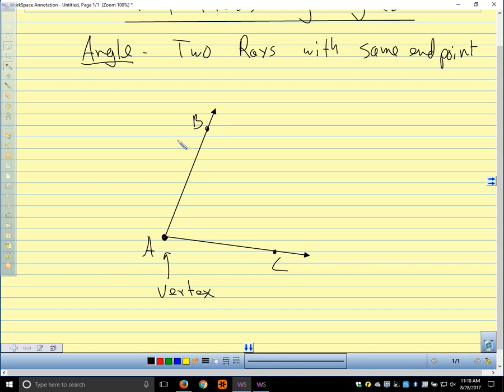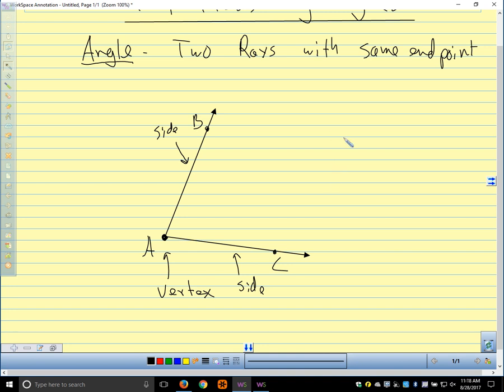What did we call the rays that make up the angle? Those are the sides of the angle. So that's a side, that's a side. Inside here is called the interior. Just makes sense. Outside here is the exterior.